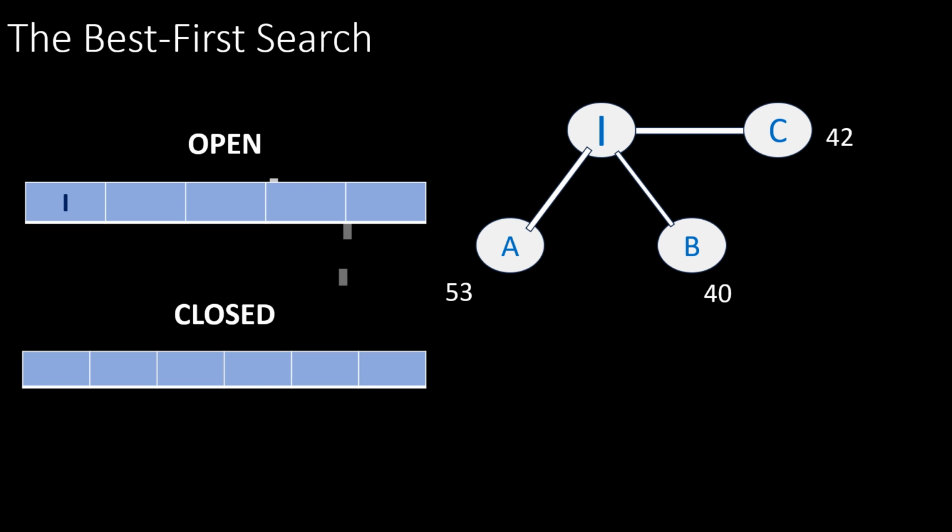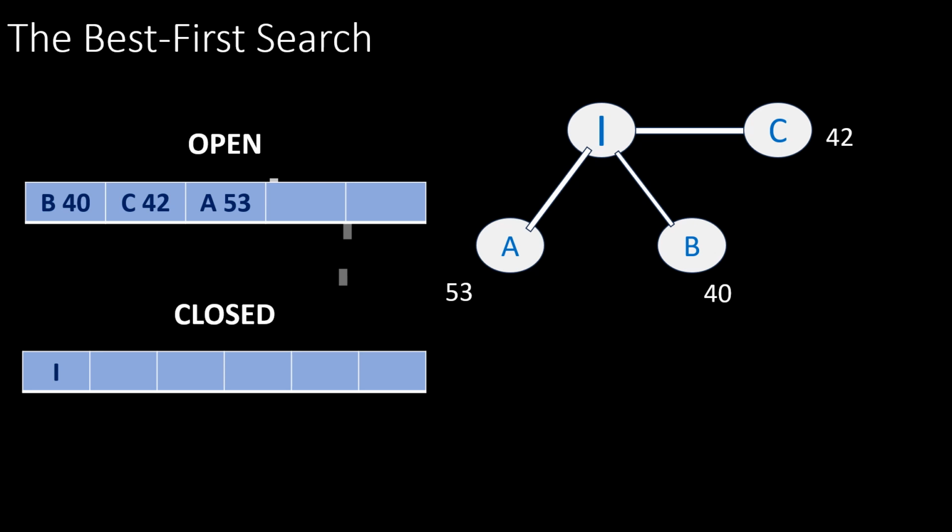First, we push the initial node I to the open priority queue. So, after pushing I to the open priority queue, we get A, B, and C as the next nodes to be traversed. Then we transfer the node I to the closed priority queue after getting into it. Then we put A, B, and C in the open priority queue according to ascending order. We have here B 40, C 42, and A 53 in the open priority queue and I in the closed priority queue.